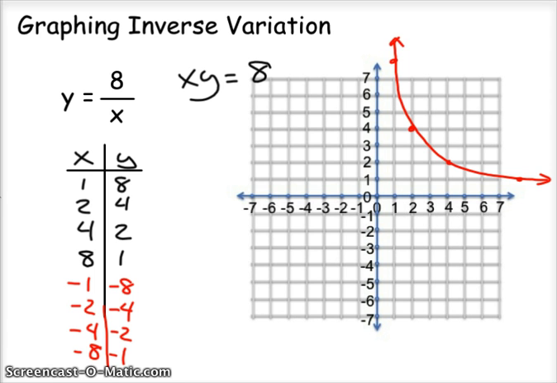So I do have actually two parts to my graph. It's going to have one up here in the first quadrant, and the other one's going to be down here in the third quadrant. So applying my points, negative 1, negative 8, it's going to be just down here, negative 2, negative 4, negative 4, negative 2, and negative 8, negative 1.